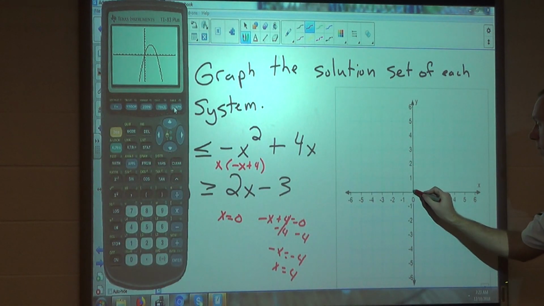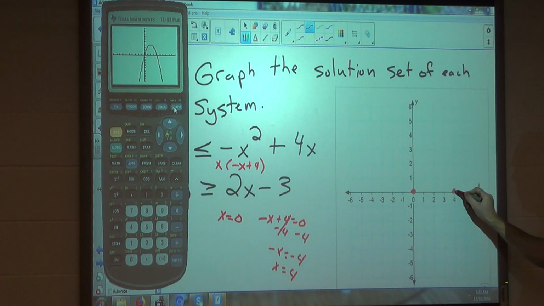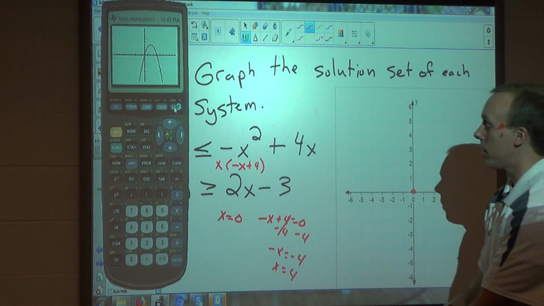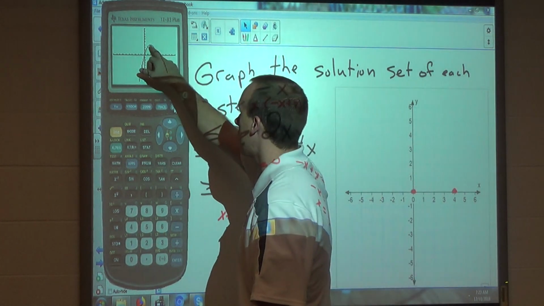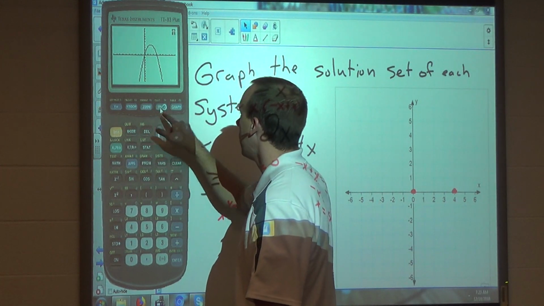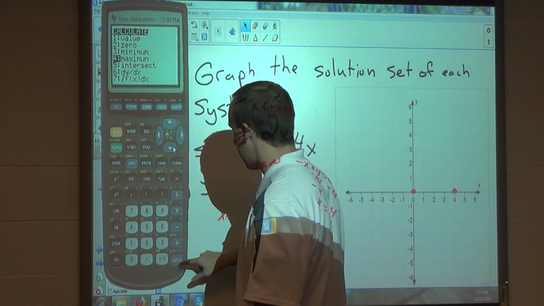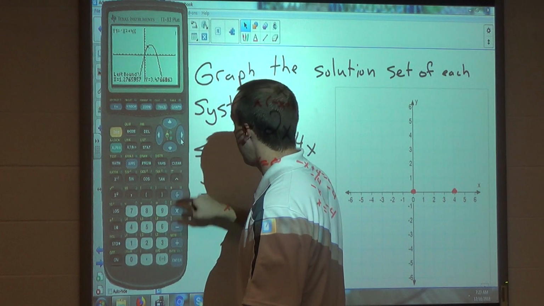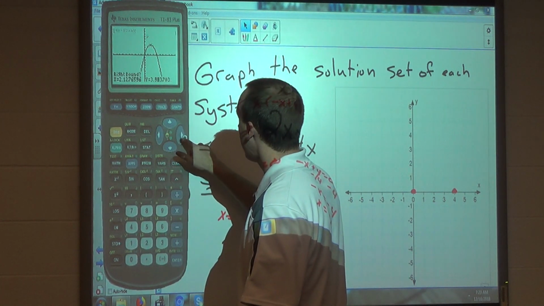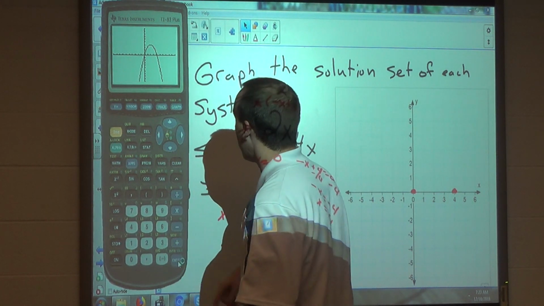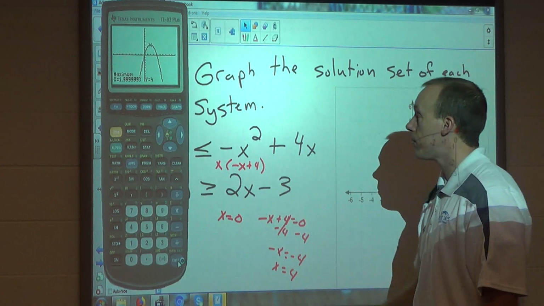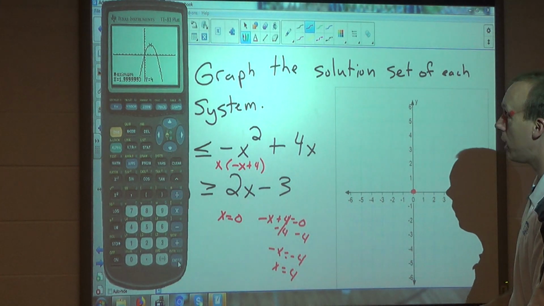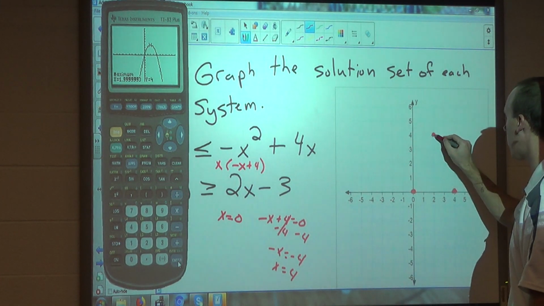You need to mark these properly. So at 0 and 4 is a crossing. I need to find the maximum here, where that peak is. So second calc, the max. Okay, left bound, hit enter. Right bound, go over the peak, hit enter, and then enter. Alright, so we got 2, 4. So 2, 4 is my other crossing.